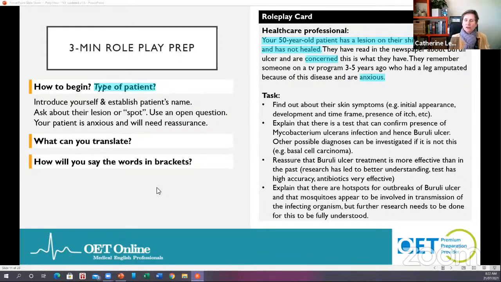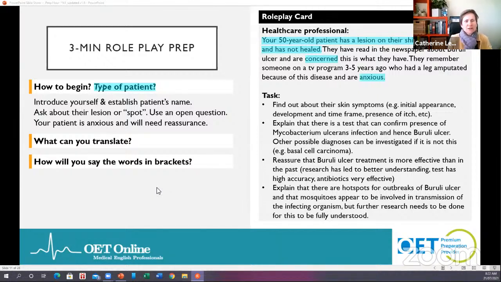Basically, to do this, we're going to introduce ourselves. Notice that this card, I haven't specified a setting, but we might use that to introduce ourselves. We might use a bit of a general talking point. We know about this spot or mark or lesion on their skin. Good to start with an open question.